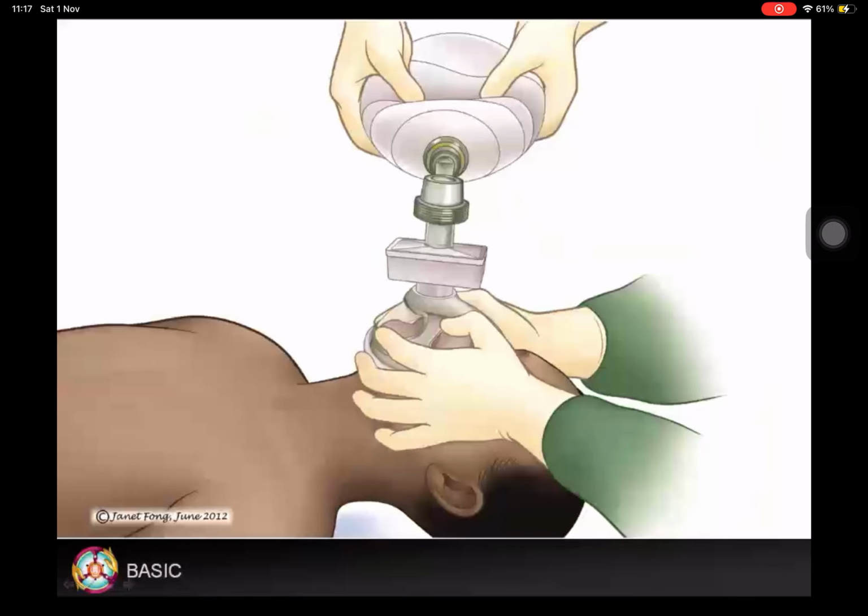Look at the chest as you squeeze the bag and check the chest is moving adequately. If it is not, check the airway is open and, if necessary, adjust the position of the head and neck. Alternatively, the seal of the mask against the face may not be adequate. If adjusting the mask position does not help, then use 2 hands to hold the mask and ask someone else to squeeze the bag.